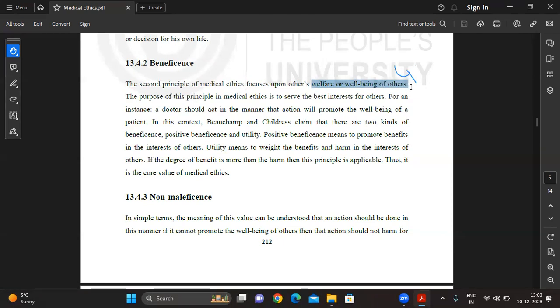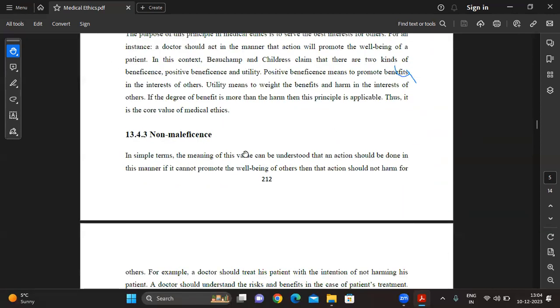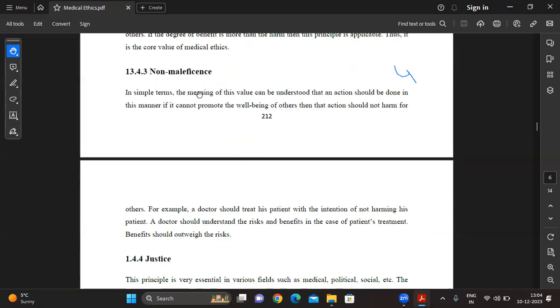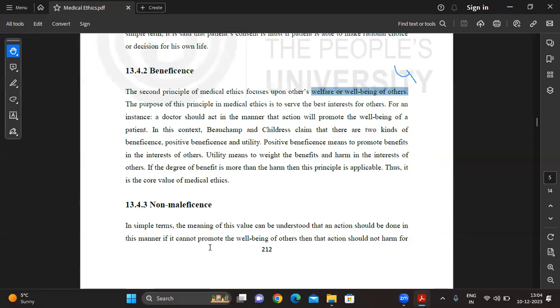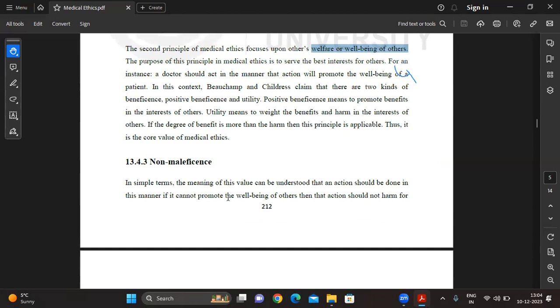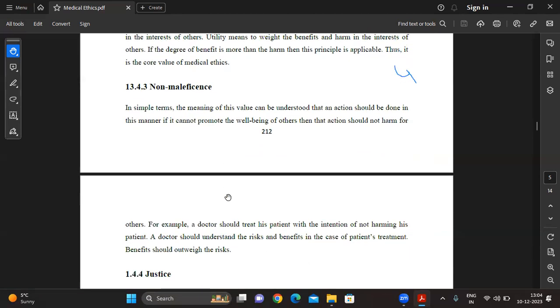As a medical practitioner of any sort, this should be your priority. Number 3, non-maleficence. अब ये है opposite of beneficence, right? Maleficence is harm. मगर क्योंकि non है, that means you will not do any harm.